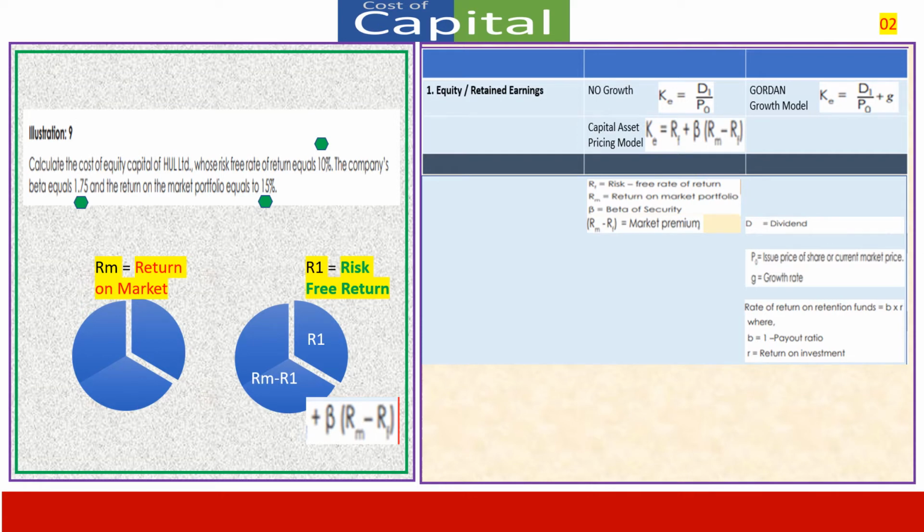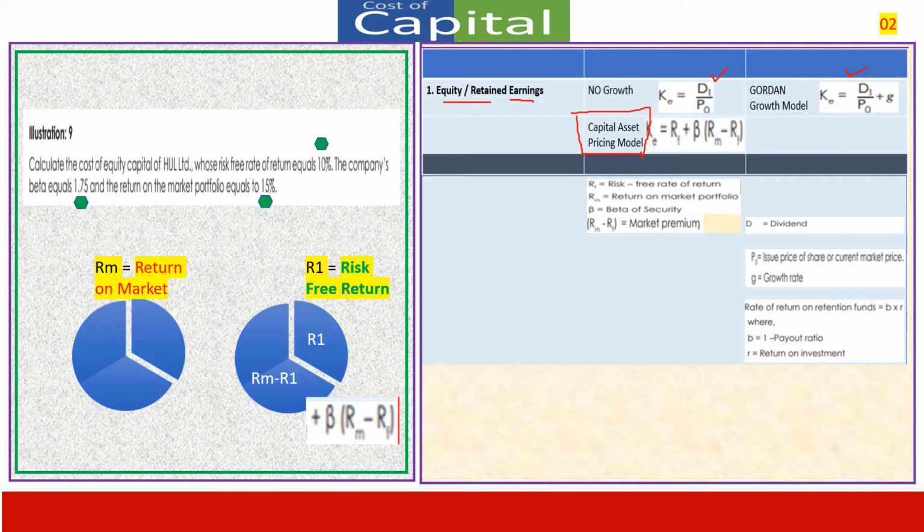When we calculate cost of capital of equity or retained earnings, we have got three models. One is no growth, second one is Gordon's growth model, and third one is capital asset pricing model. In this presentation, we will be talking about capital asset pricing model or CAPM.